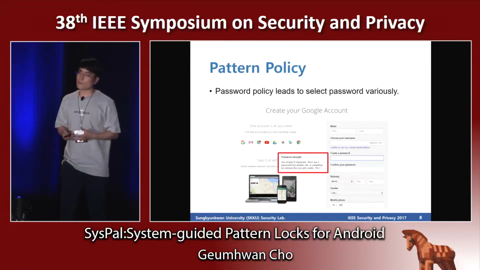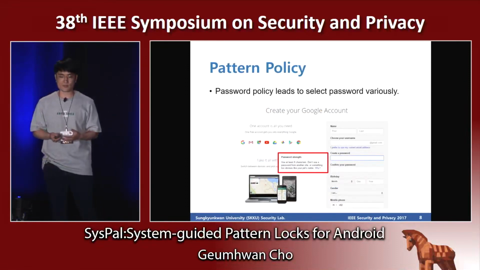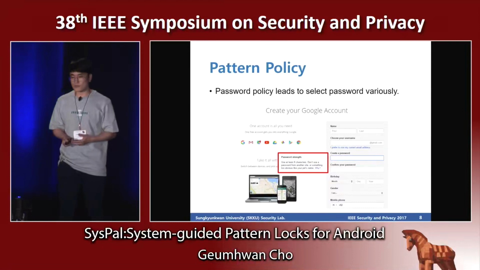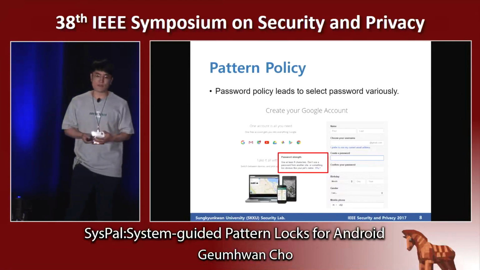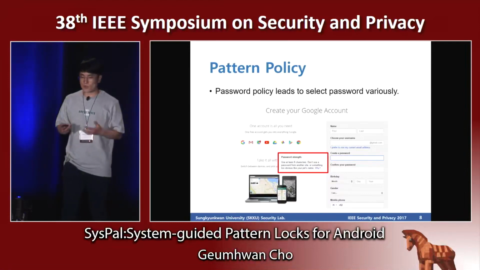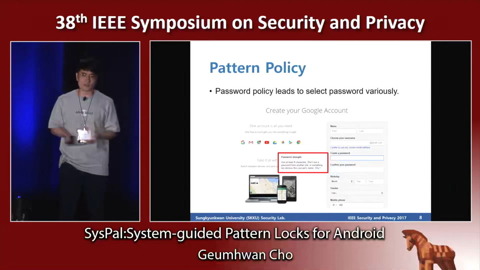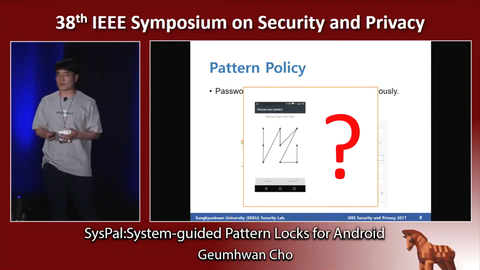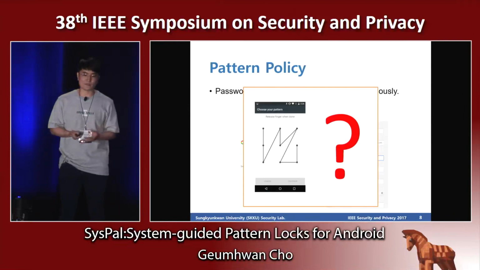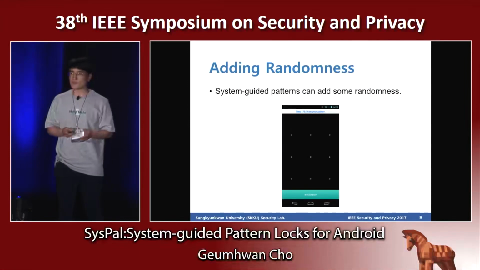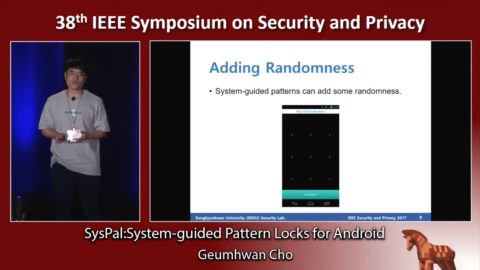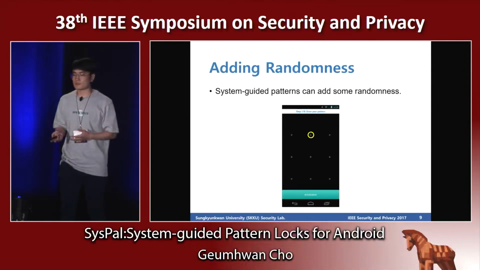We thought that a password policy for graphical passwords is one of the good options to solve this problem, because a password policy leads users to select passwords variously. How can we define the policy for Android pattern locks? To define the policy, we need to add some randomness.